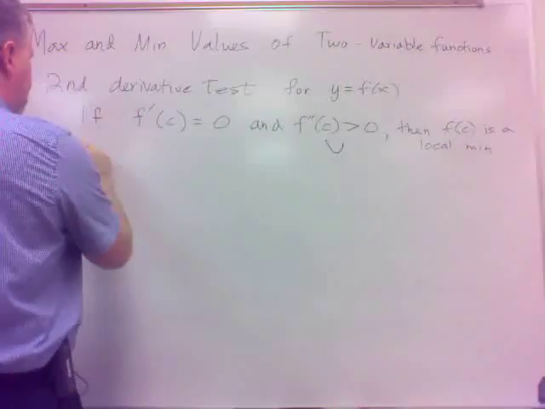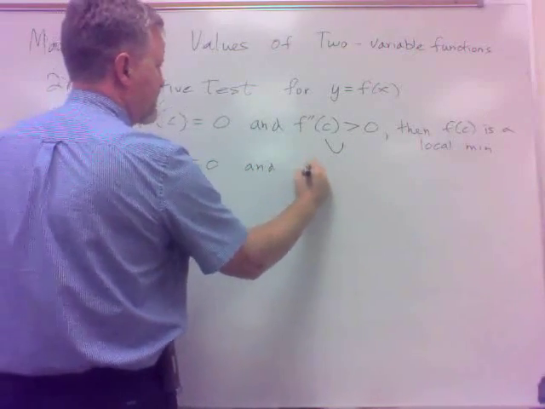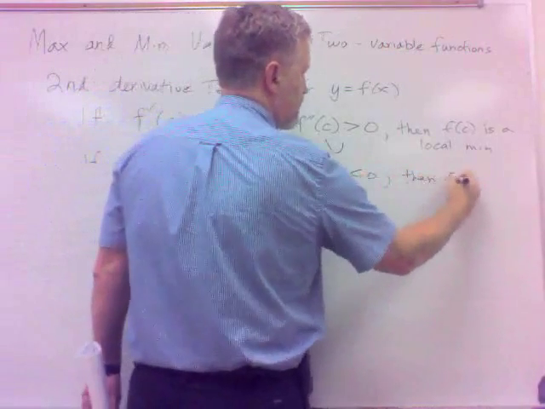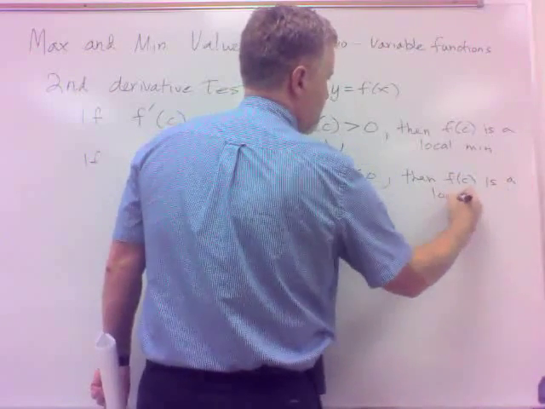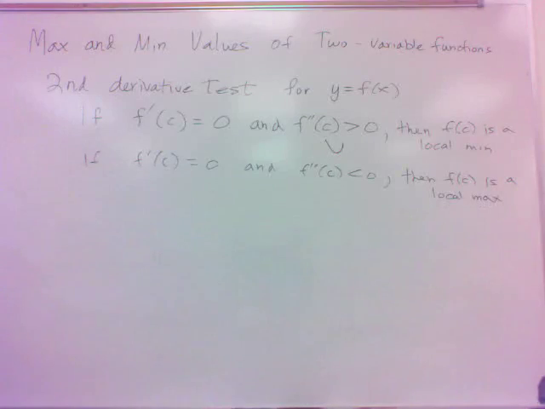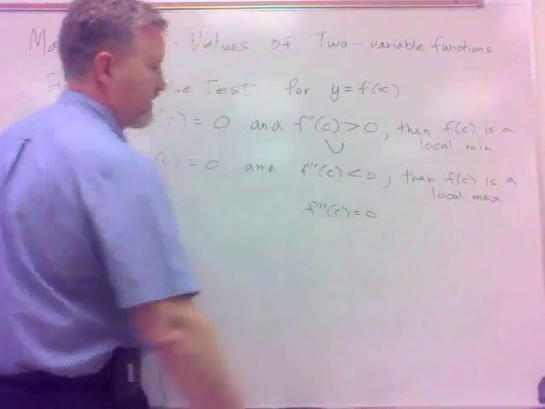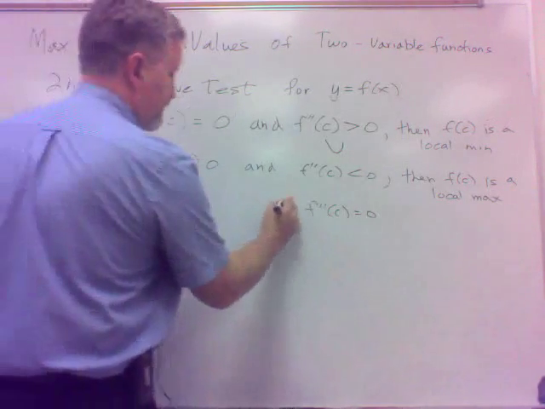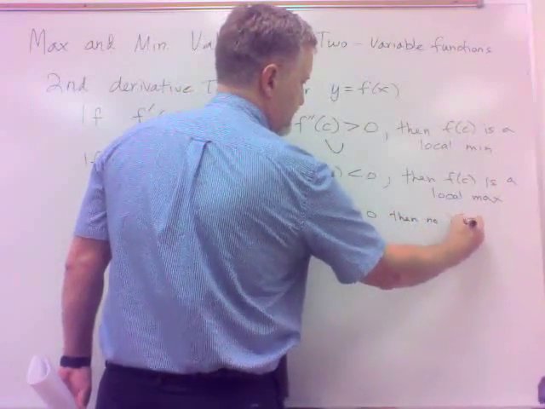And then vice versa, if f prime of c equals 0 and the second derivative was less than 0, then f of c was a local max. If the second derivative was equal to 0, remember, or doesn't exist, then this test would fall through. There's no information from this second derivative test. Okay?